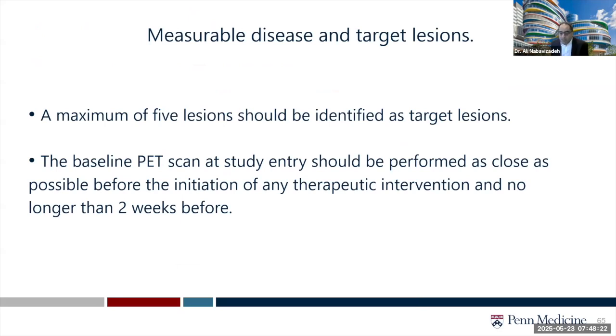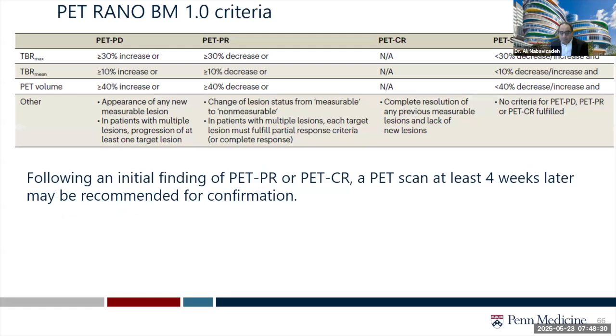The baseline PET should be performed within 2 weeks before initiation of any therapeutic intervention. PET RANO for brain mets uses the same thresholds as PET RANO for glioma: 30% for TBR max, 10% for TBR mean, and 40% for PET volume.